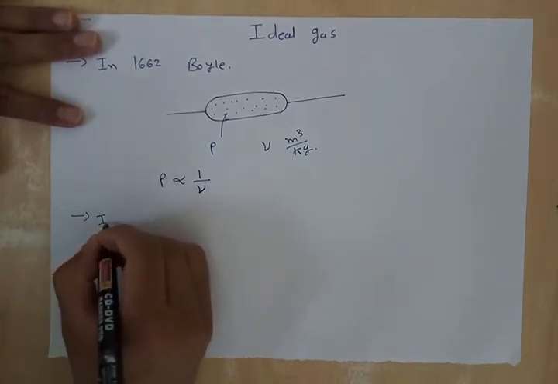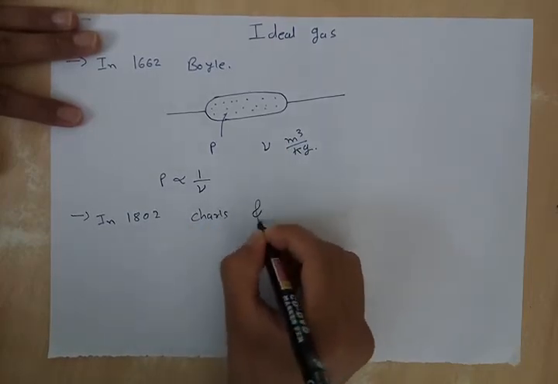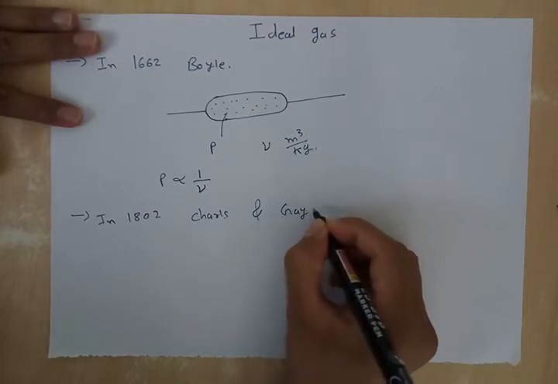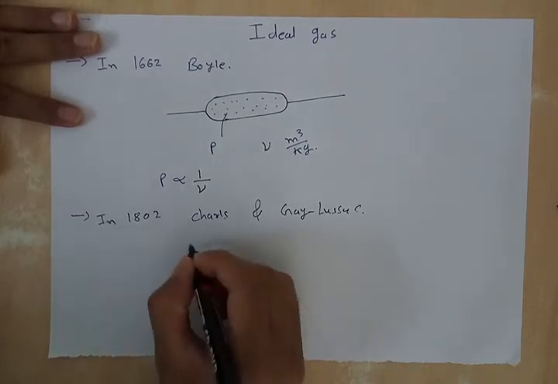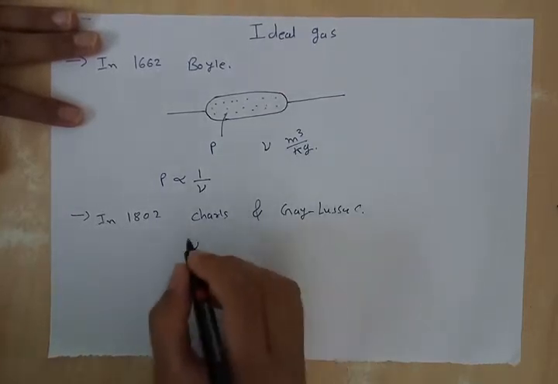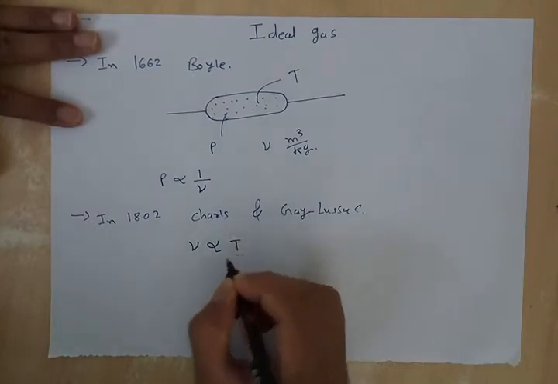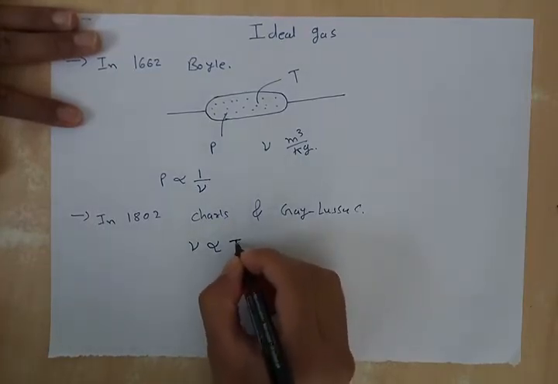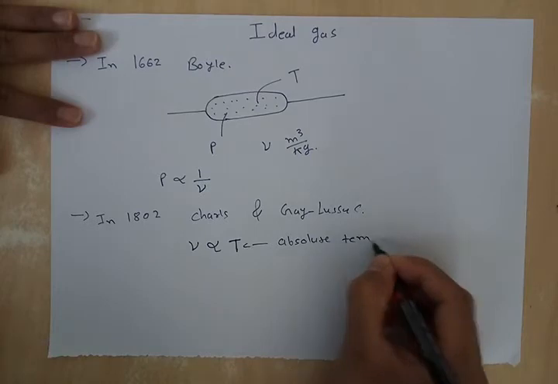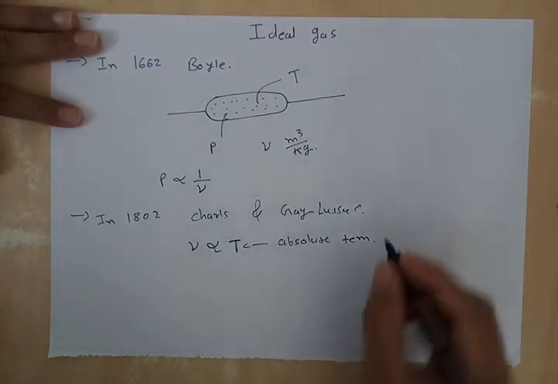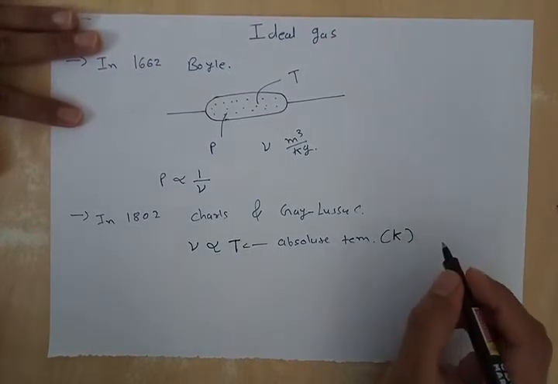Later on in 1802, Charles and Gay-Lussac found that specific volume is directly proportional to temperature of this gas. This temperature is absolute temperature. That means this temperature is always expressed in Kelvin, because Kelvin is an absolute temperature scale.